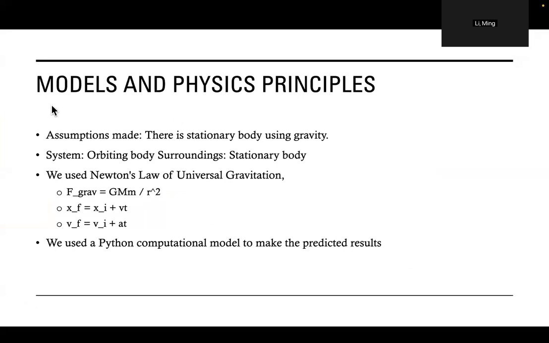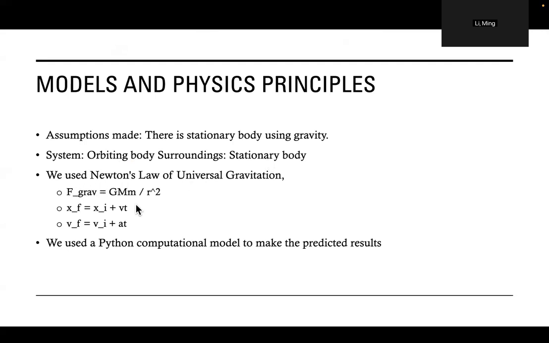Models and physics principles. We assumed that the stationary body doing the gravity was like the center thing. In the first one, it was a black hole. In the second one, it was Earth. The system was the orbiting body around those things. The first time it was a random mass. The other time it was the moon, and the surroundings was the stationary body.